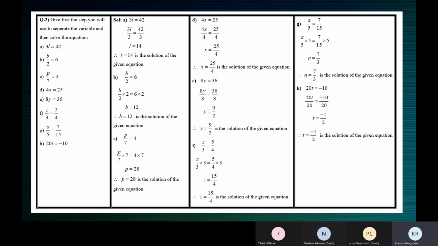Okay, children, go through the others. It's all similar. Go through the others, F, G, H, and ask me if you have any questions.